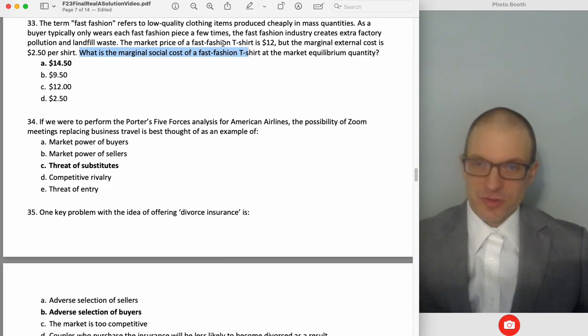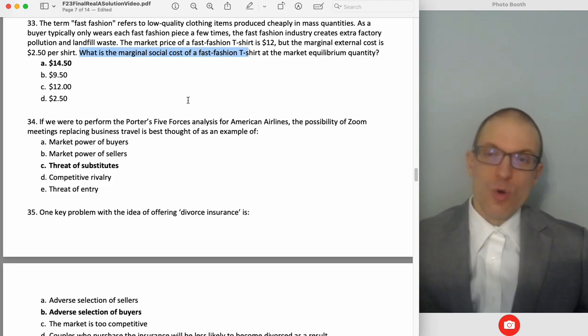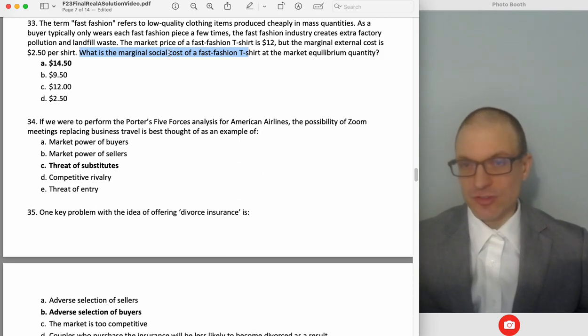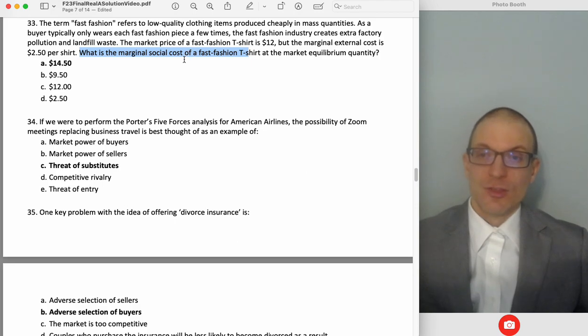Well, remember, this is a negative externality situation. If there's a negative externality, we expect the competitive market on its own is going to deliver overproduction, too much of whatever is creating the negative externality, in this case, too much fast fashion. So what's going to happen? Well, the producers are going to be producing and the buyers are going to be buying up to the point where the marginal private cost equals the marginal private benefit.